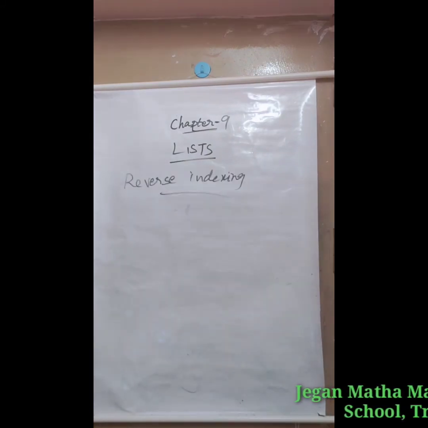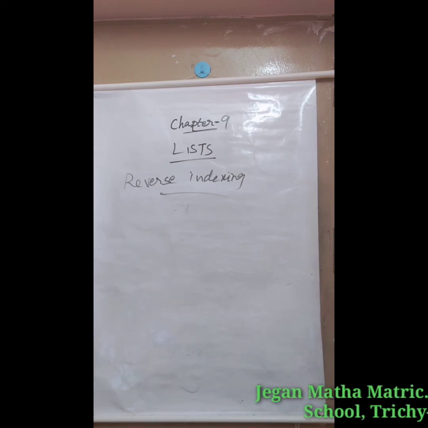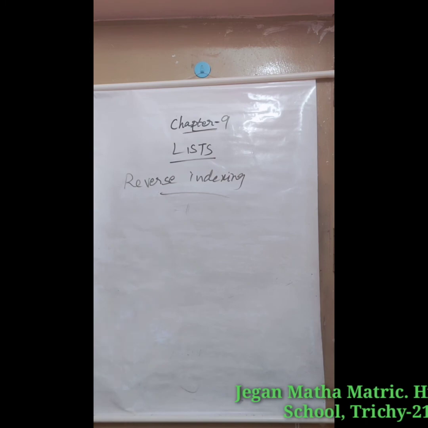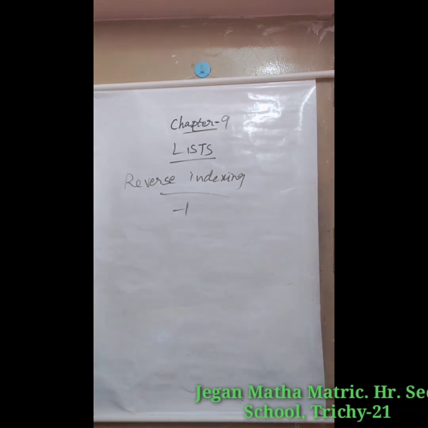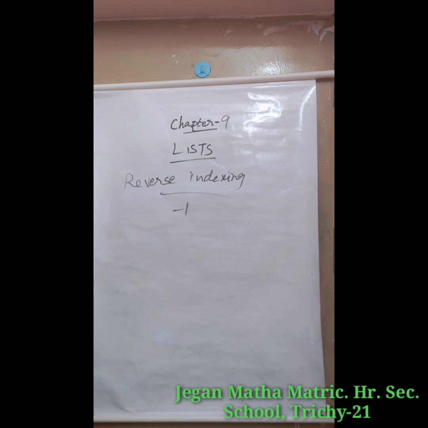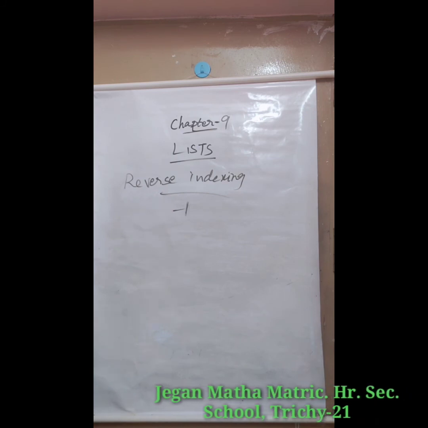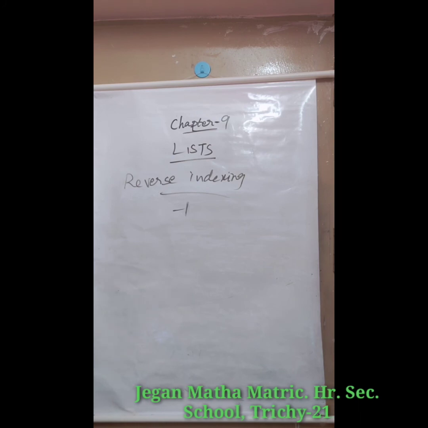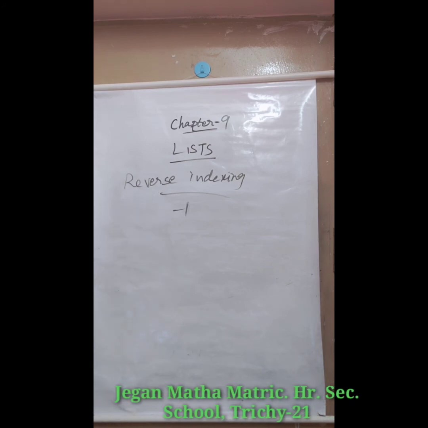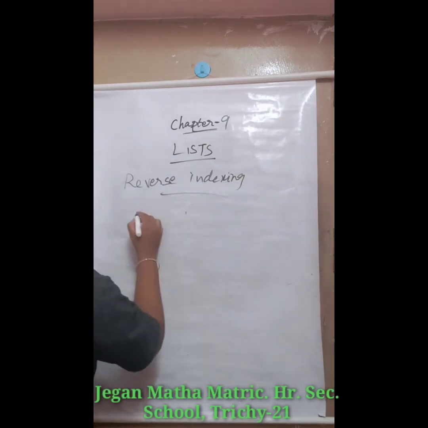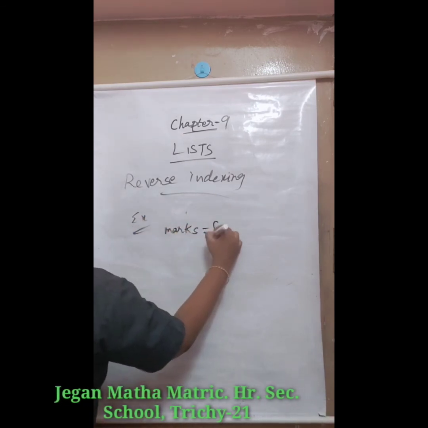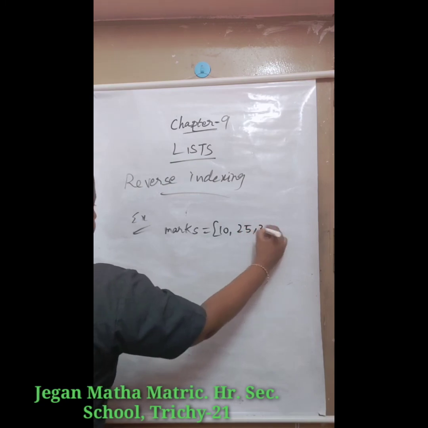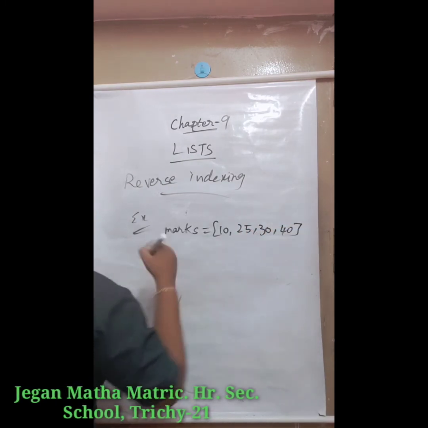Reverse indexing. Python enables reverse or negative indexing for the elements, so that Python sets -1 as the index for the last element in the list, and -2 for the next, continuing. So this process is called reverse indexing. Now let us see the example. So these are all the marks.